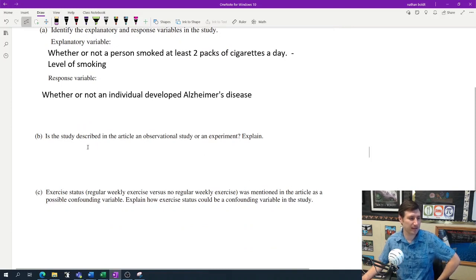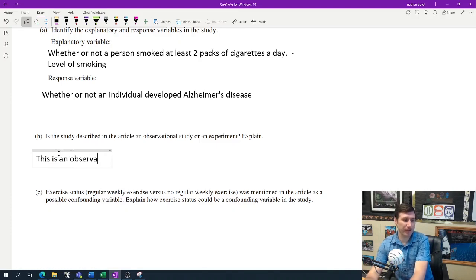All right, next, is the study described in the article an observational study or an experiment? Explain. So, this is an observational study. We didn't assign anybody treatment. We didn't control anything. We simply observed. We asked questions. We observed their smoking habits, and we observed whether or not they got or developed Alzheimer's. Because we never assigned any treatment.